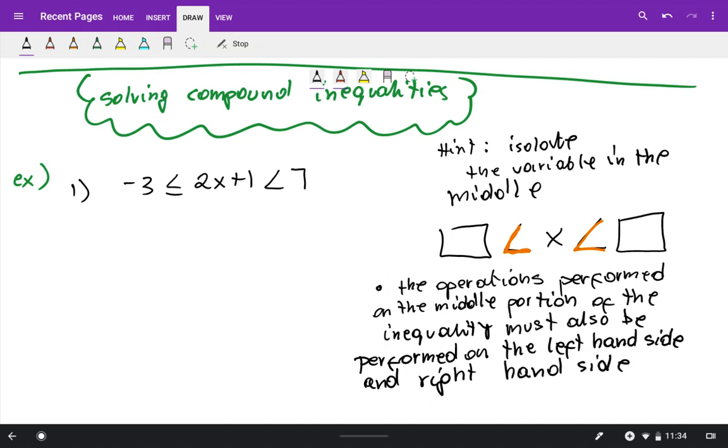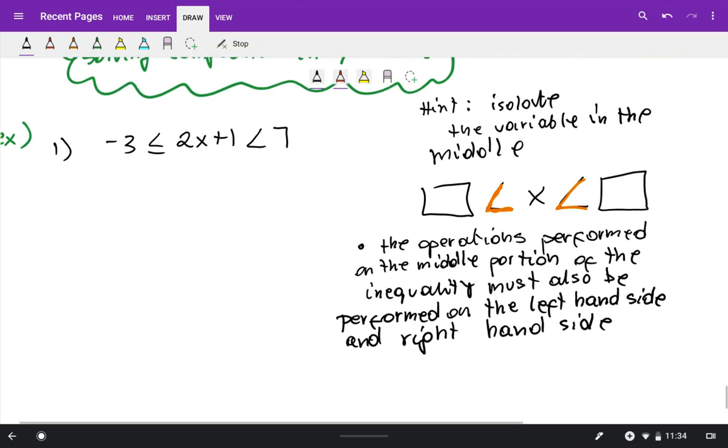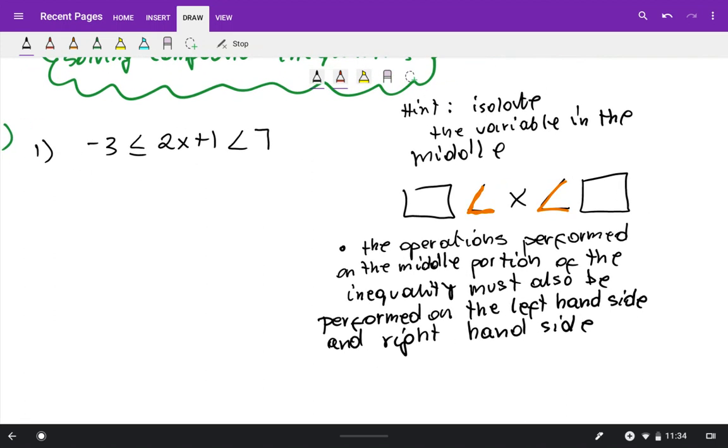Okay, so this is what we're going to do. Look what happened. The idea is, in this example, to have only x in the middle. So first I need to move that 1. In order to isolate the variable in the middle, I need to use the opposite of 1. So I'm going to subtract 1 from the middle, from the right side, and from the left side. So you're doing that operation 3 times.